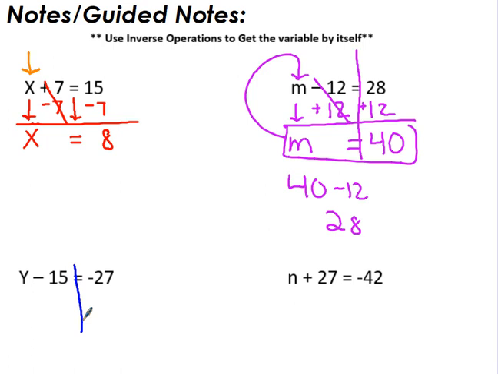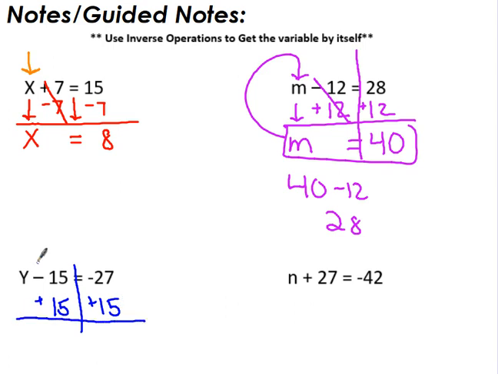So if I cancel this out, my y will be all alone. To cancel out minus 15, I'm going to do plus 15, because that's the inverse, the opposite. And whatever I do on one side of the equal sign, I have to do on the other side of the equal sign. So I'll do plus 15 on both sides. Negative 15 plus 15 is 0. That's the whole reason why we did it.